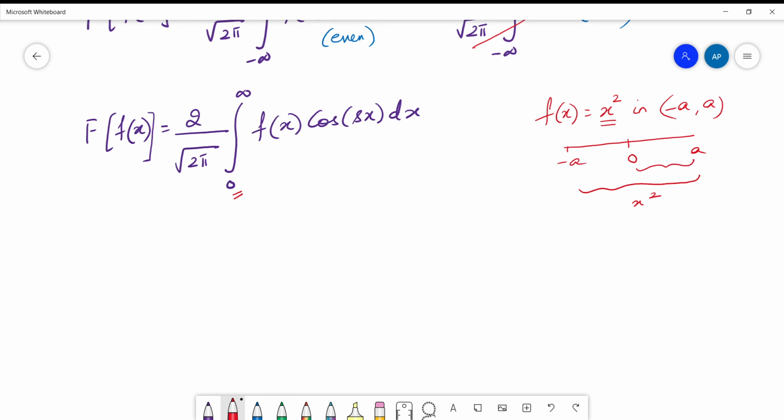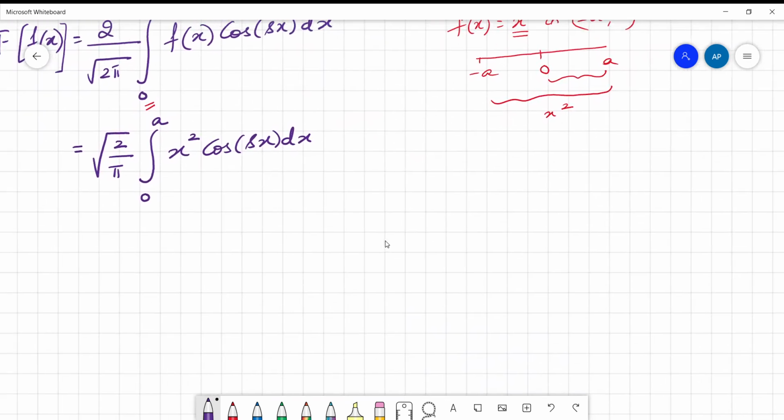It is x square. So let us substitute all of them here. 2 by root 2 is root 2 in the numerator. So it becomes root of 2 by pi. The lower limit is 0, the upper limit is a, f of x is x square, and we have cos sx dx, and from now it becomes our usual integration problem. So let us integrate it using Bernoulli rule and then continue.